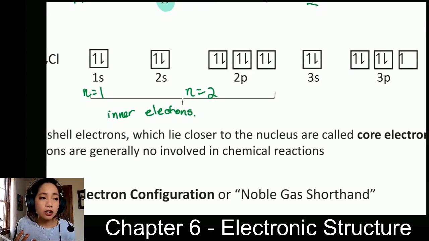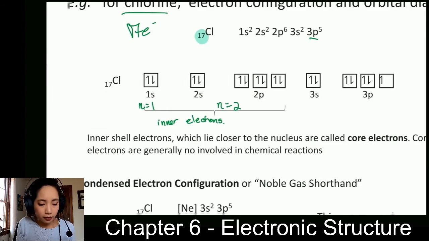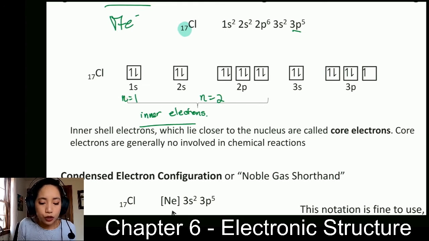And so these inner electrons lie very close to the nucleus, and we call these core electrons. If we actually look at that, those core electrons take us all the way to neon, because there's 10 electrons there. 1, 2, 3, 4, 5, 6, 7, 8, 9, 10. So those core electrons take us to neon.